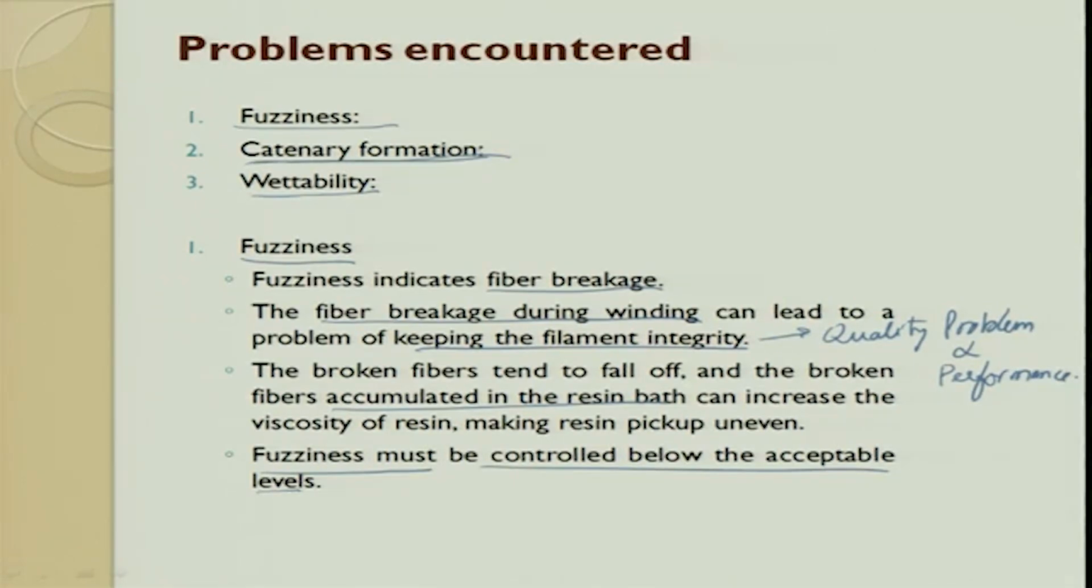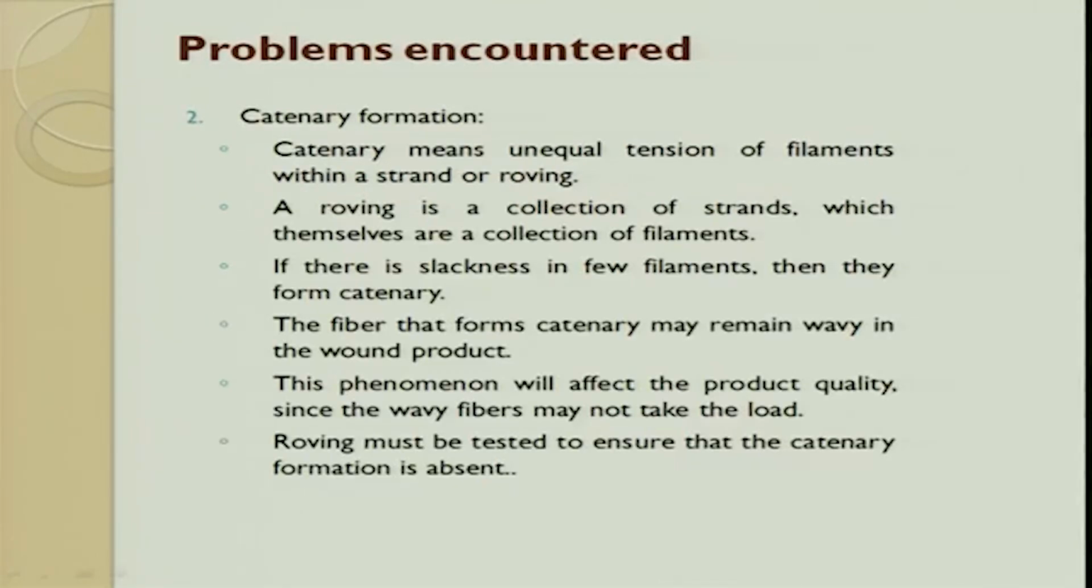Catenary formation is basically the unequal tension of the filaments within a strand or a roving, if it is there. So we always try to avoid this catenary formation. The roving is a collection of strands, which themselves are a collection of filaments. So you should link to the previous thing. We started saying that collection of rovings. So rovings are a collection of strands, that is thinner wires, which themselves are a collection of filaments.